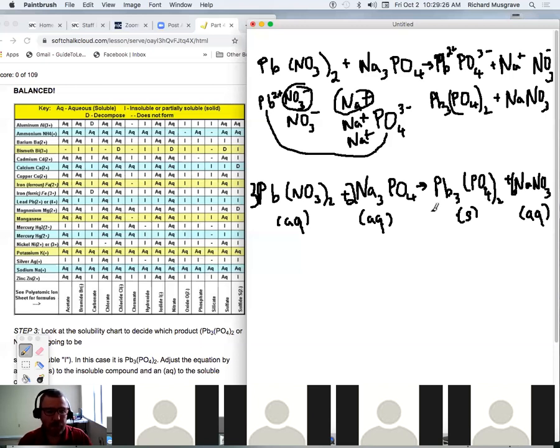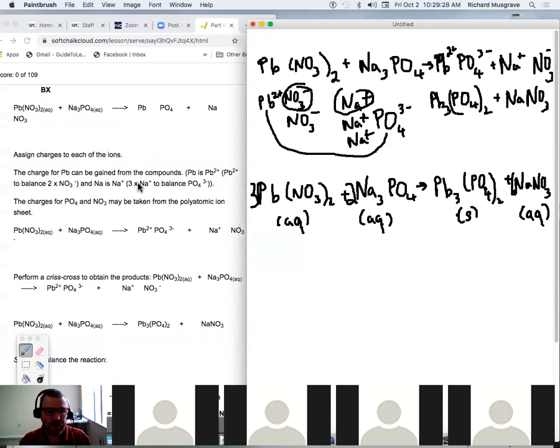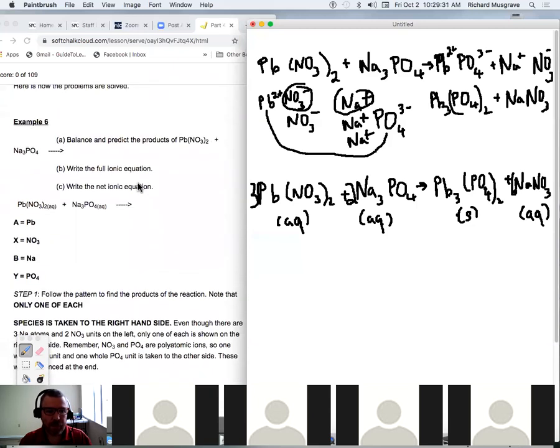So that would be what I'm calling part A of this process, which would be balancing and predicting the products of the Na3PO4. The next thing we want to do is be able to write a full ionic equation. Well, you've got to understand what ions are. Ions are charged particles. And when you've got an aqueous solution, it's just the ions in solution. It just breaks apart into those ions.